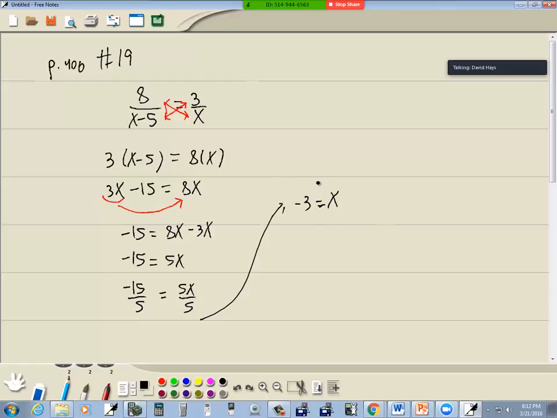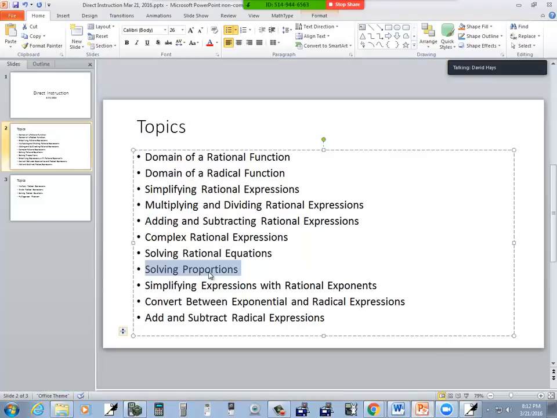Now, we still have to check it to make sure it doesn't cause the denominator to equal 0. If I put negative 3 up here, negative 3 minus 5 is negative 8. If I put negative 3 here, it's negative 3. Neither one gives us 0 in the denominator, and that's the only thing we're worried about. So that would be our answer. And that would be solving proportions.